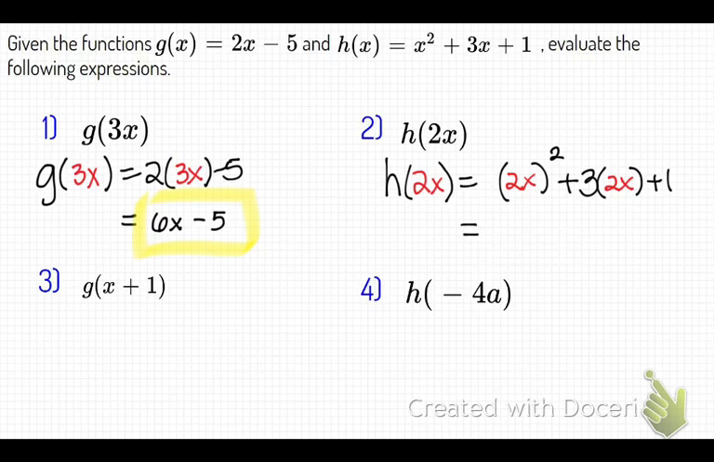So, okay, Andrew, to finish this problem, what do I get? You get 4x squared plus 6x plus 1. Do we agree with him? I think so. Thank you.